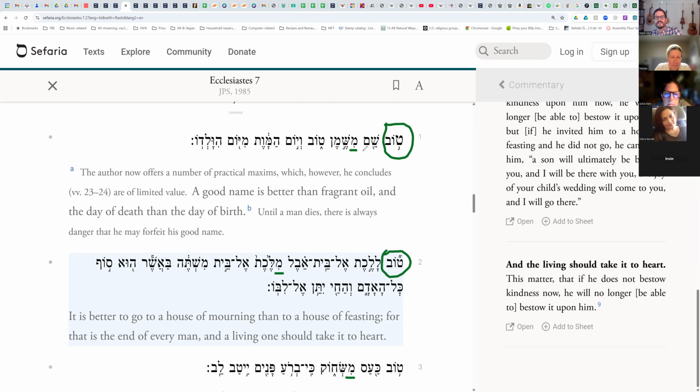With all of these, you have something is more something than something else. The first one is a name is more good than fine oil. In this one, it is better to go to a house of mourning, a mourner's house, than to go to the house of revelry or drinking or feasting, because that is the end of every human being.